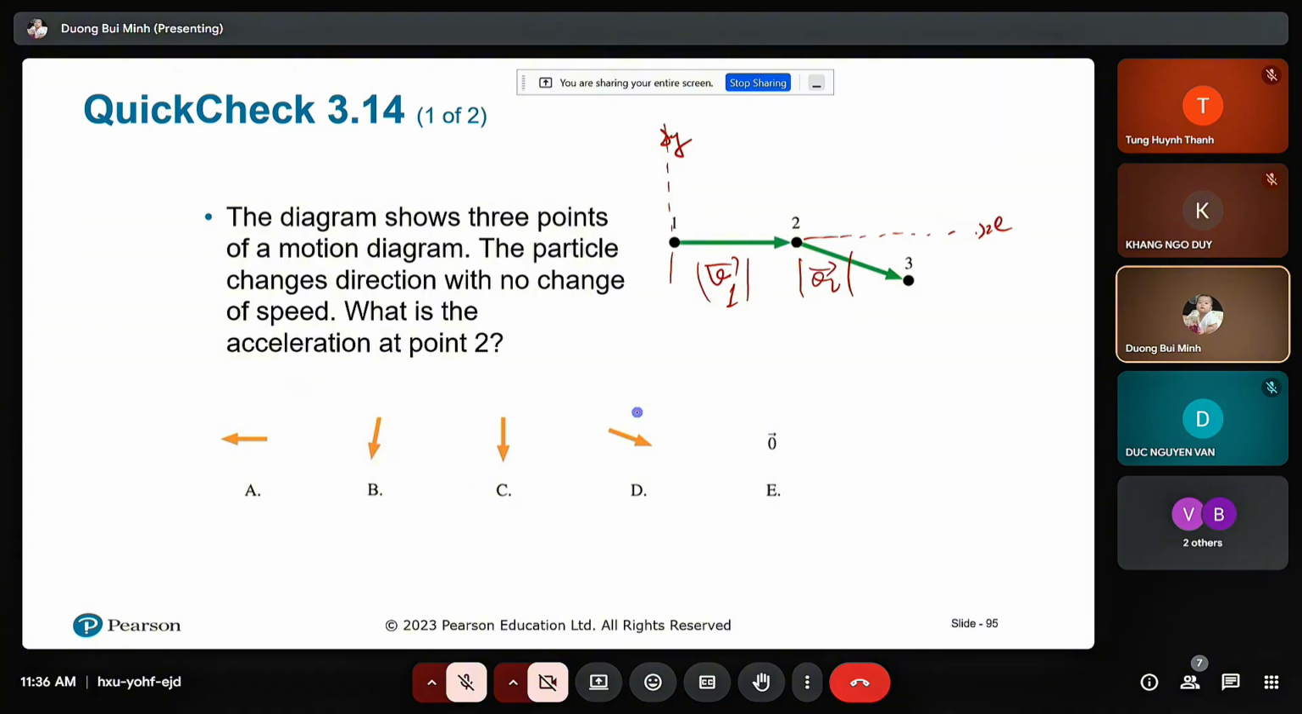Point 2. Okay. So here is Vf. Here is Vi. So we have vector ΔV is Vf minus Vi. So here, you get vector ΔV like this. So the answer is B. Actually, it should be like this, right?